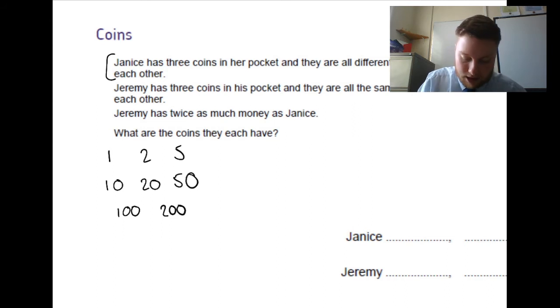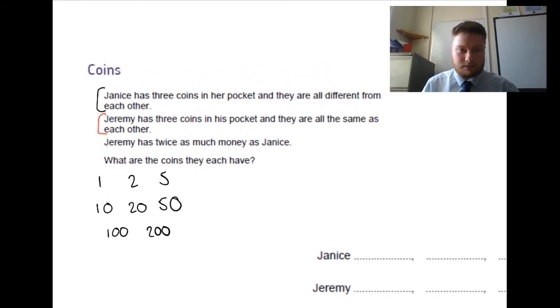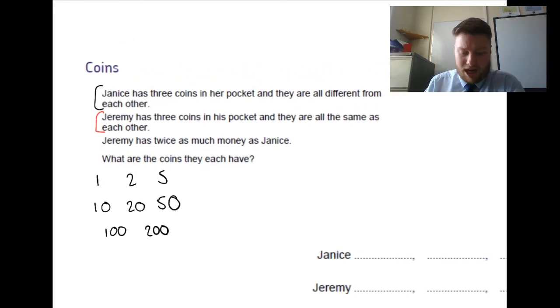I think it's a lot easier to be thinking about Jeremy's coins, because he has 3 coins that are all the same. If we start with Janice, and we've got the coins 1, 2, 5, 10, 20, 50, and then £1 and £2.